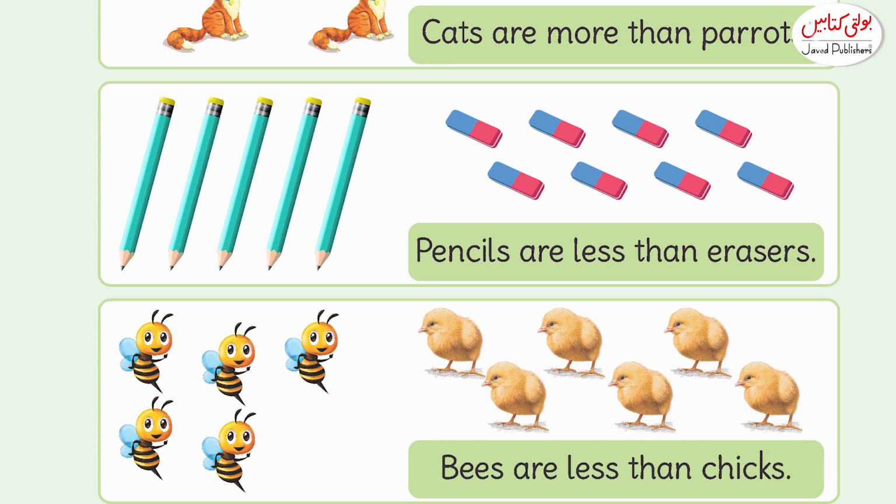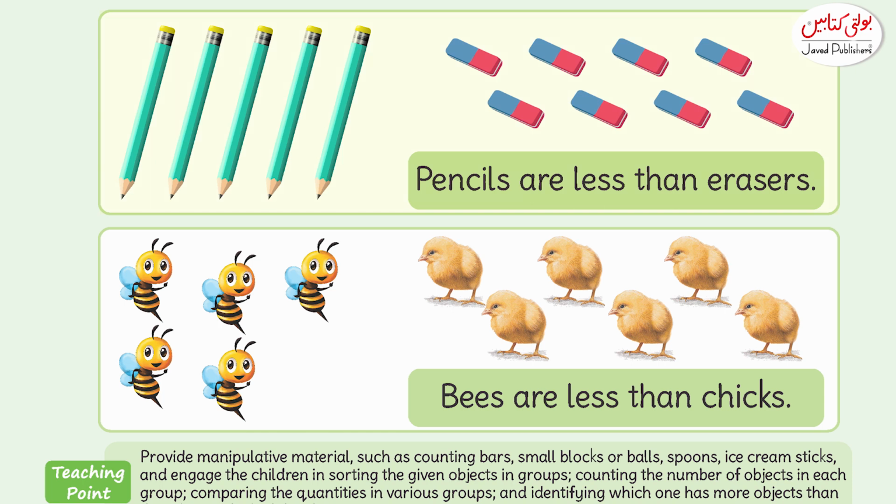So the next is pencil and erasers. Count the pencils 1, 2, 3, 4, 5. The pencils are 5 and count the erasers 1, 2, 3, 4, 5, 6, 7, 8. So किसकी quantity ज़्यादा है? Eraser. So pencil are less than eraser. हम इसको ये भी कह सकते हैं कि eraser are more than pencil. हम ये भी कह सकते हैं कि pencil are less than eraser.